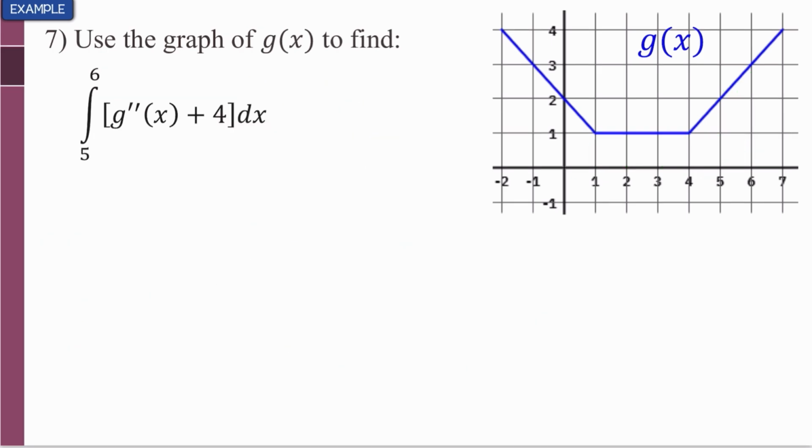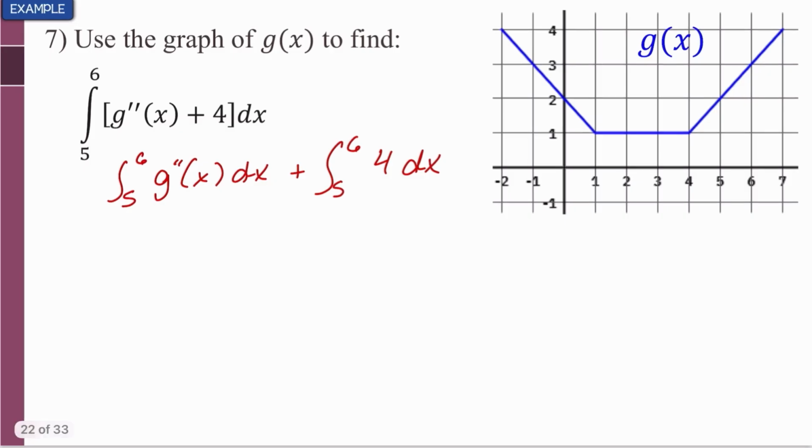All right, let's take a look at this one. We have the same graph, g of x, and we are doing the integral from 5 to 6 of g double prime. So first of all, let's split that up. So that's going to be the integral from 5 to 6 of g double prime of x dx. Don't forget that dx there. Plus the integral from 5 to 6 of just 4 dx.